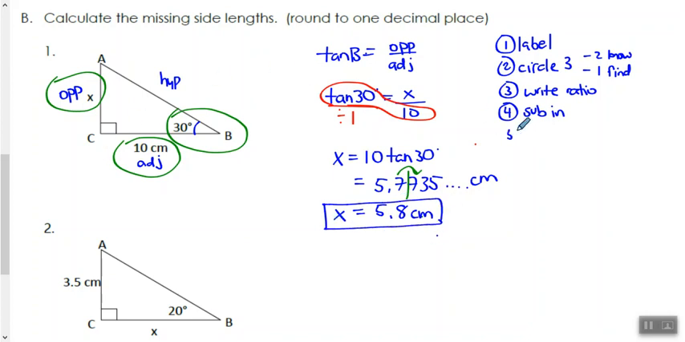So substituting in, after that, we solved our equation, and then we don't forget our units.